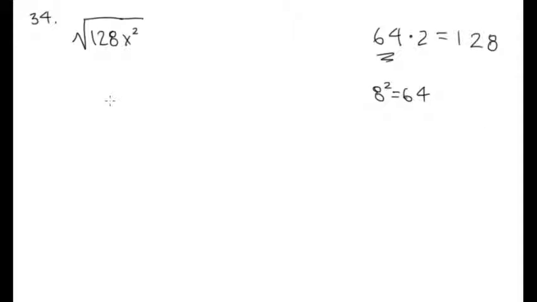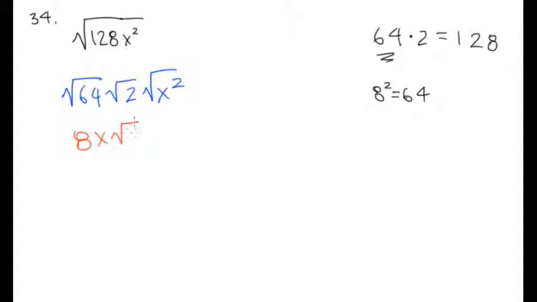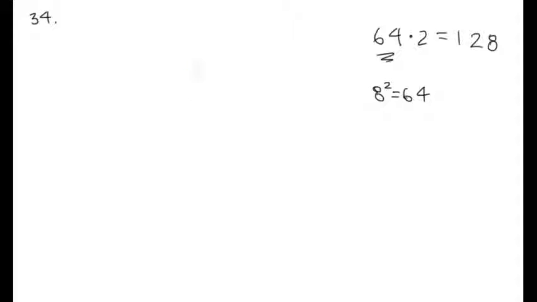With this knowledge, I can separate this into 64 times 2, and of course that x squared. So now the 64 becomes an 8. The square root of x squared is just x, and the square root of 2 is left out. So that's our answer: 8x rad 2.